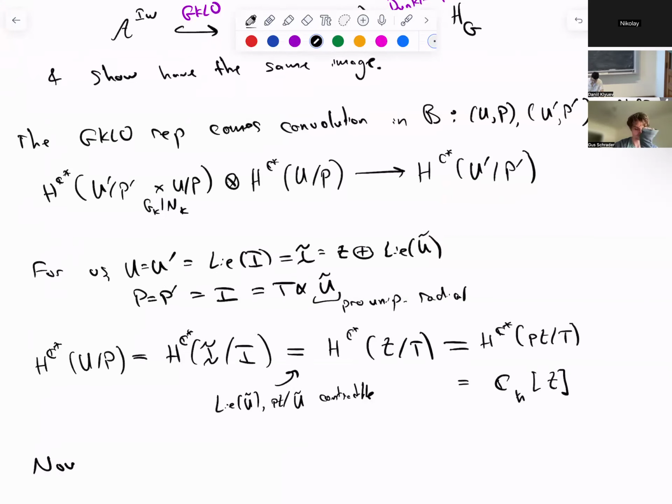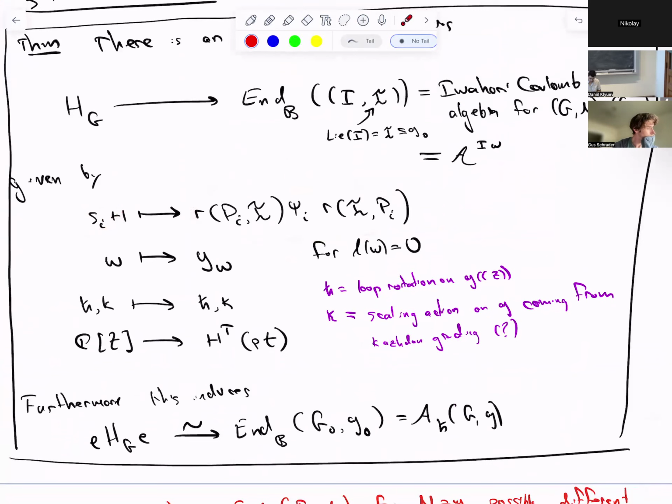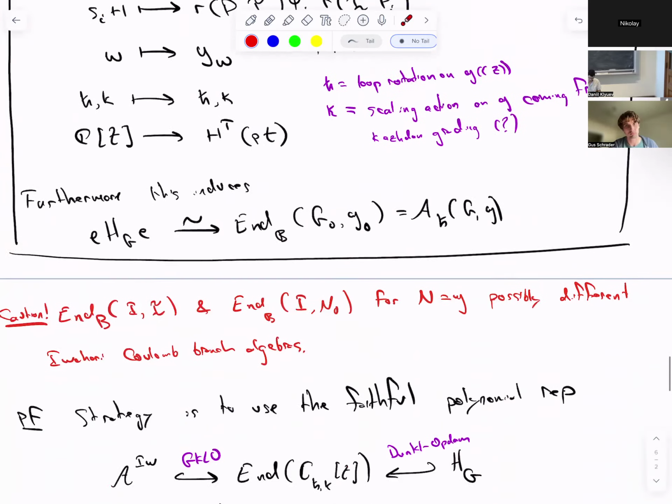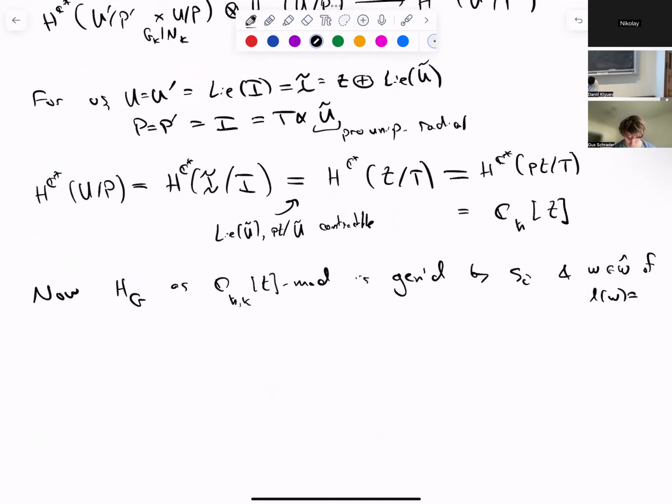So now let's identify their images. So now all it remains to do is to show both sides act the same way on the polynomial rep. That will show that their images agree. So let's compute this action. So HG as a module over the polynomial ring is, according to the PBW theorem, generated by the simple reflections and W of length 0.